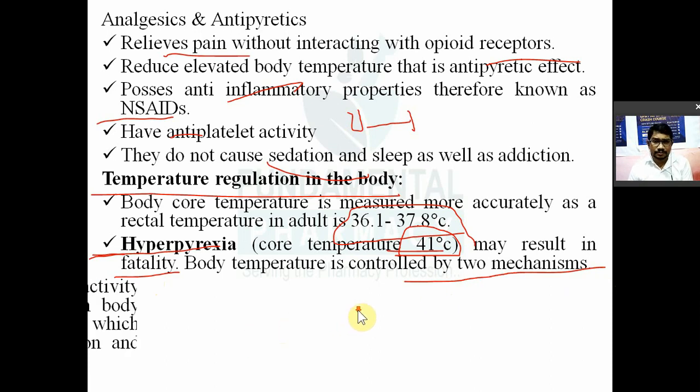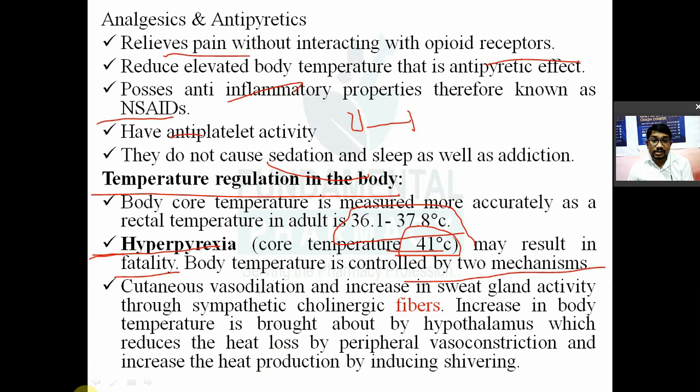First, cutaneous vasodilation. आपका जो cutaneous blood vessel होता है, cutaneous vasodilation and increase in the sweat gland activity. So if your body temperature is increased above normal, your body will try to bring down the temperature to normal by cutaneous vasodilation and increase in the sweat gland activity. आपके ब्लड वेसल जो है cutaneous स्किन के नीचे वो डायलेट हो जाएंगे और आपका स्वेट ग्लैंड का एक्टिविटी बढ़ जाएगा.